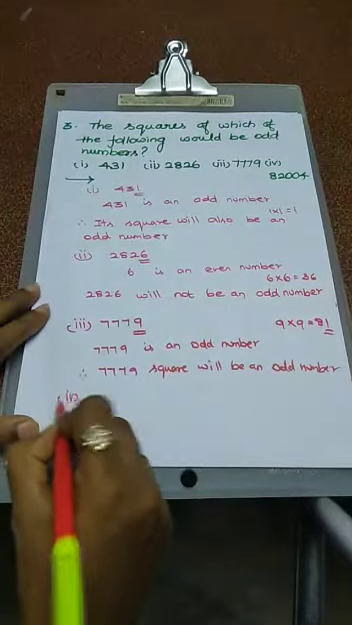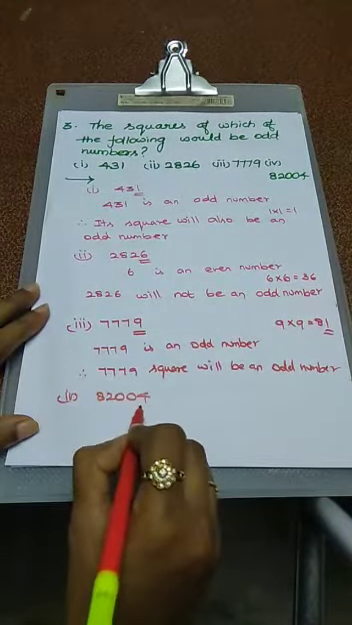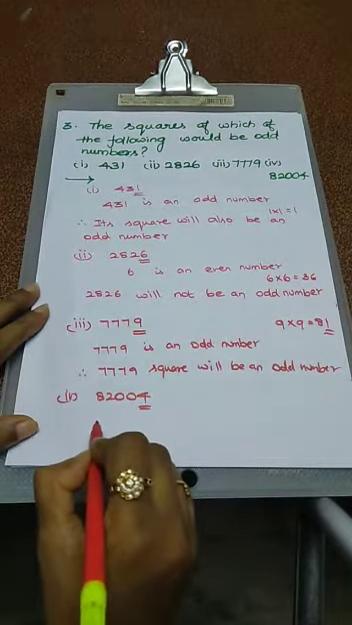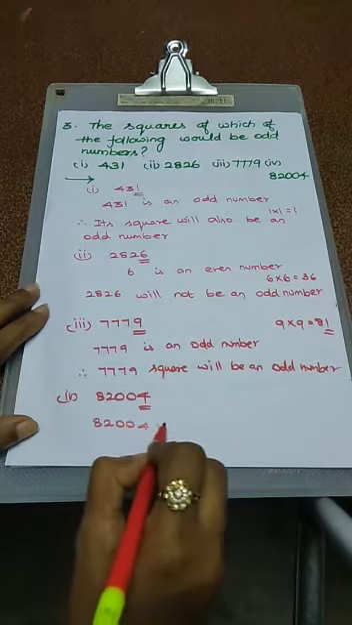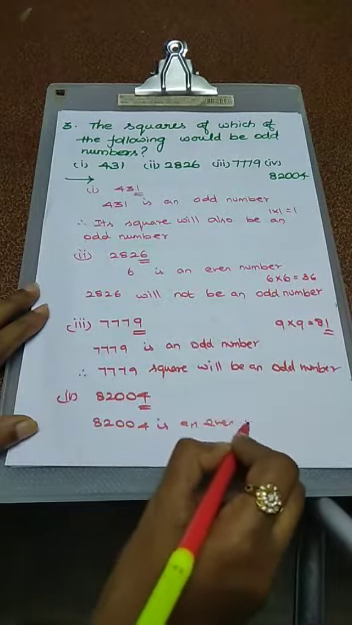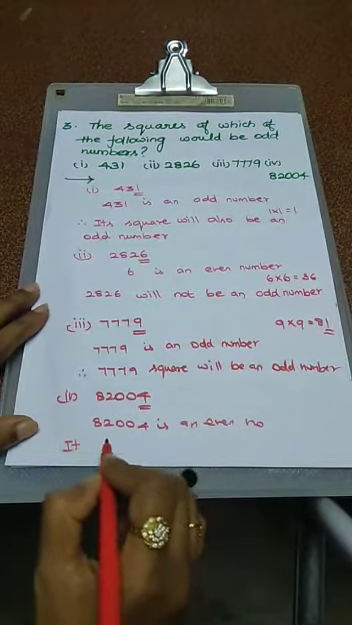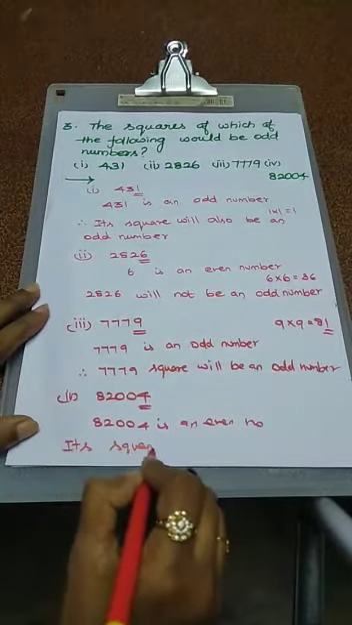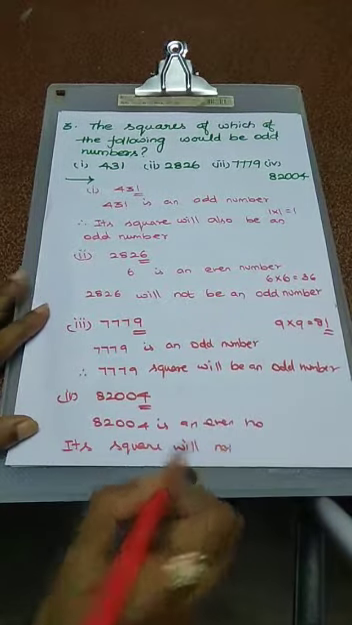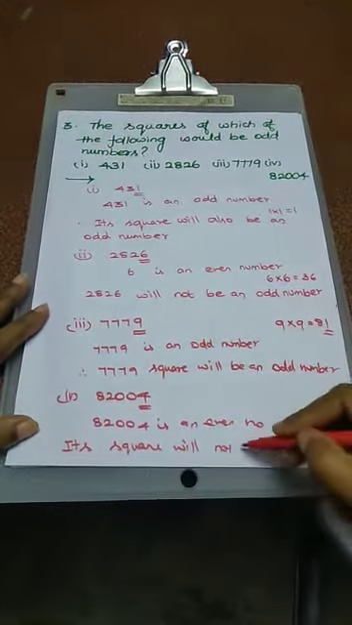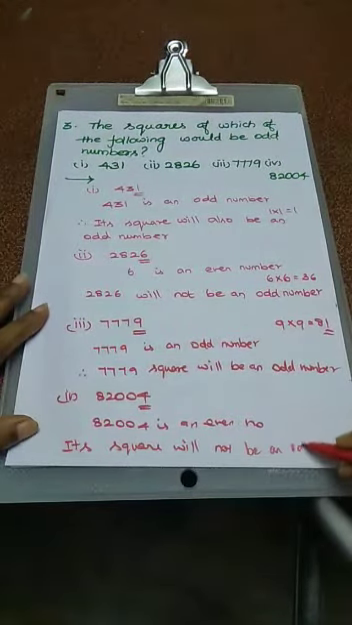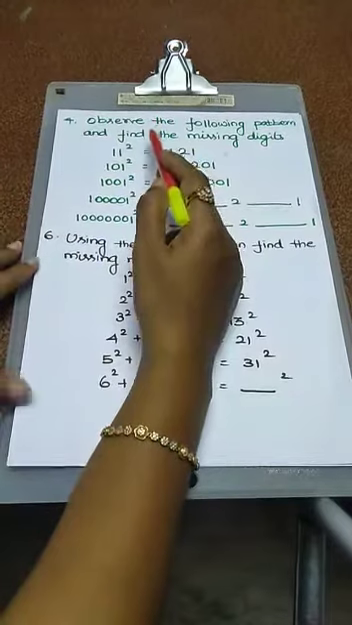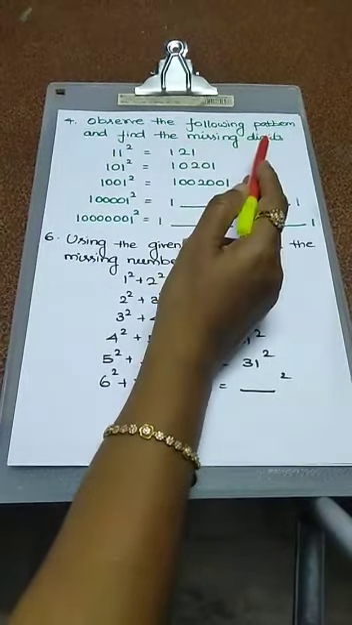And the last subdivision, 82004. You just look at the last value. That number is 4. It is an even number. So 82004 is an even number, so its square will not be an odd number. That's all. Fourth problem. Observe the following pattern and find the missing digits.